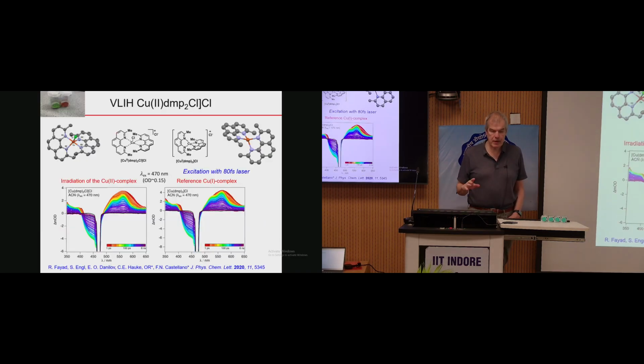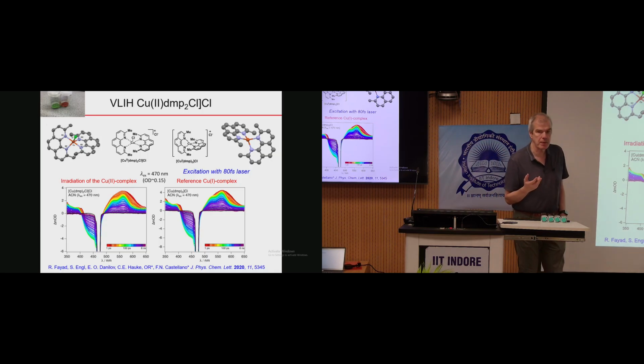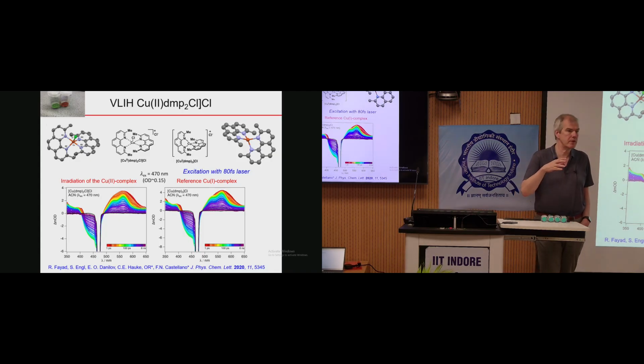And so we teamed up with the group of Phil Castellano. He's in the United States, and he's really an expert in transient spectroscopy. And so when you do transient spectroscopy, on very short time scales you can see how species are changing, and if you go from a copper 2 to a copper 1 complex and so on.